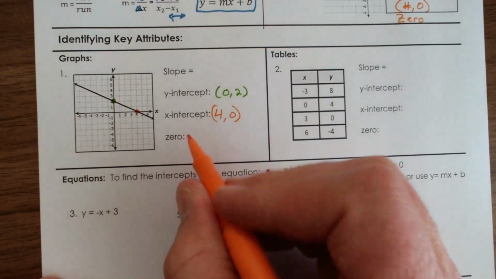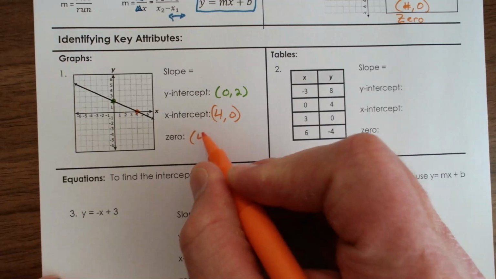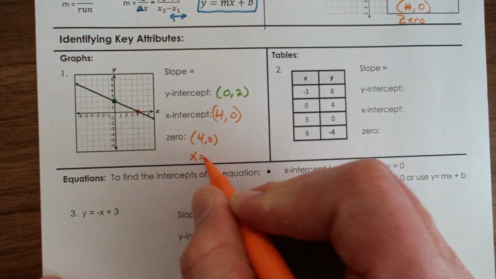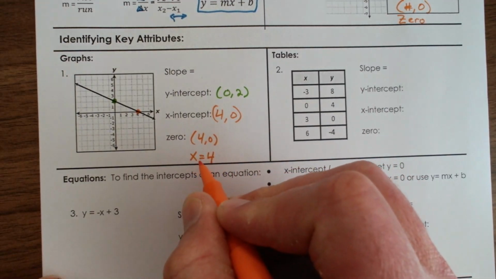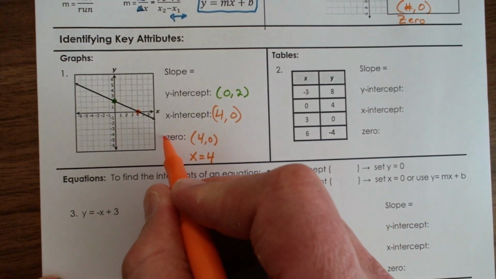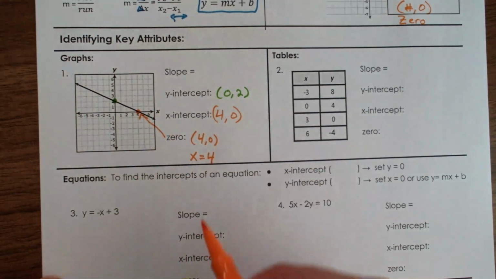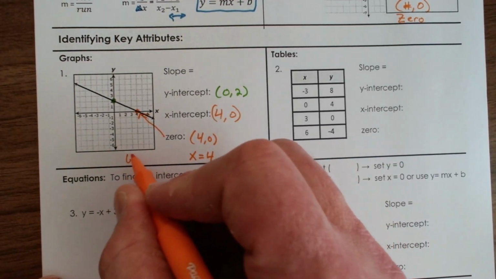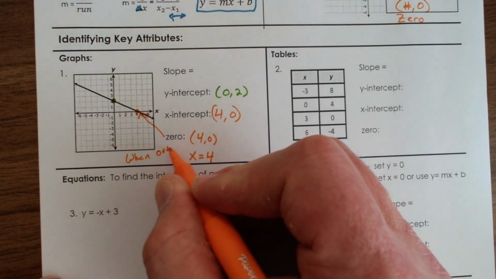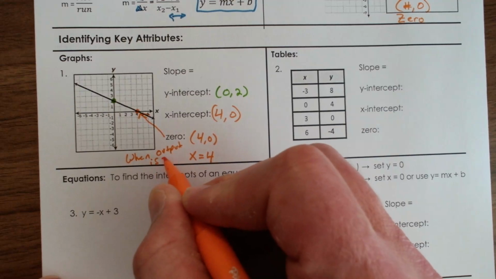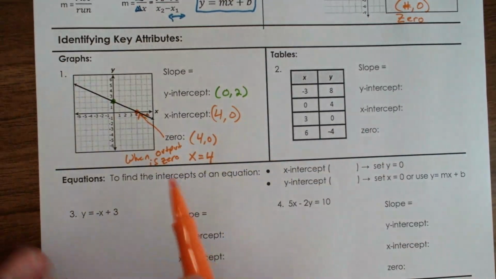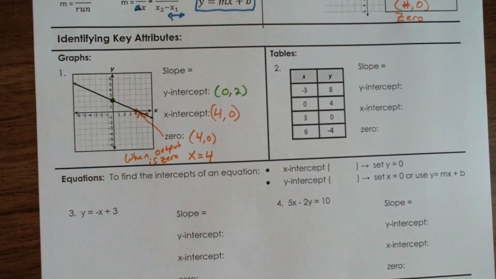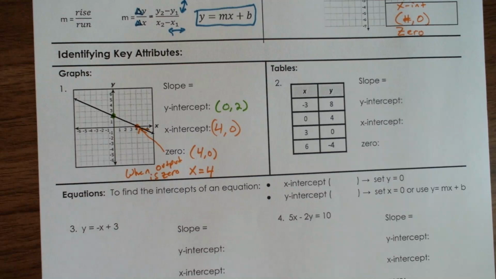If it's ever asking for a zero, again, this could be the point 4, comma 0, or we could just say x equals 4. This is the value of the function when the output is 0. That's why we use the term zero. Again, mathematicians are lazy, so we're going to use the easiest names that we can possibly name.